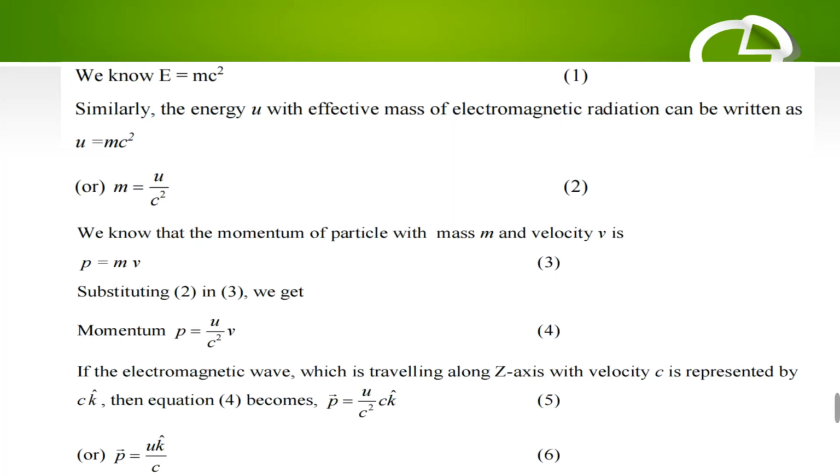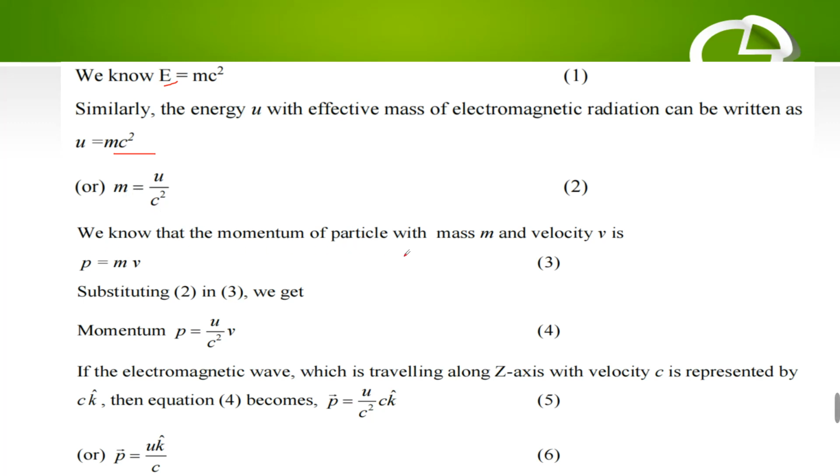We all know the formula E is equal to mc square, Einstein's relation. Similarly, the energy U with the effective mass of an electromagnetic radiation can be written as U is equal to mc square. Instead of E we have taken U. Then what is m? m is equal to U by c square.